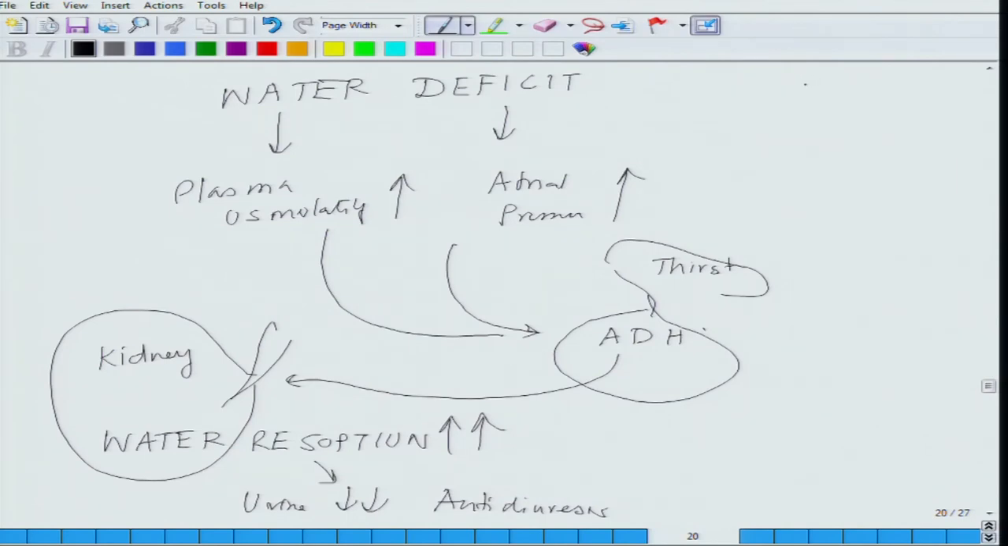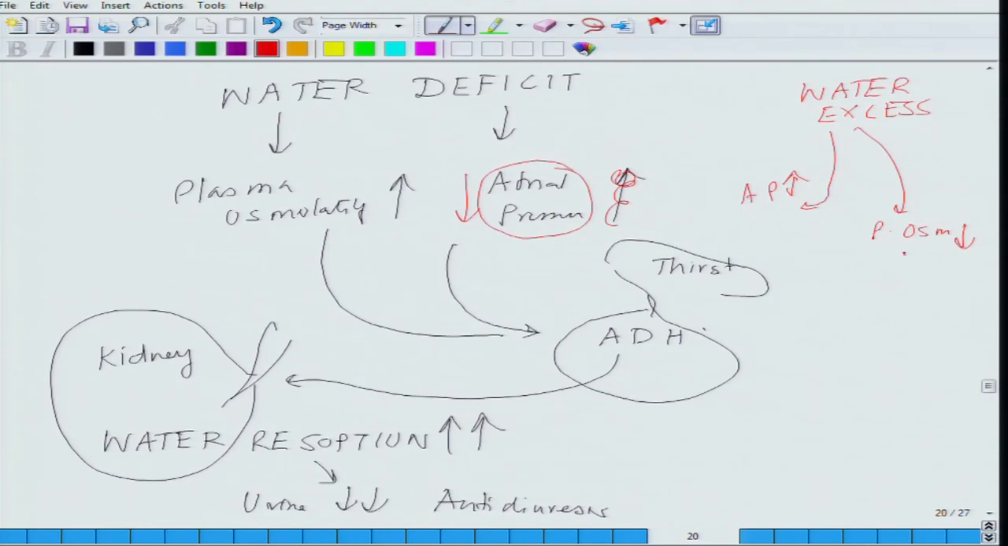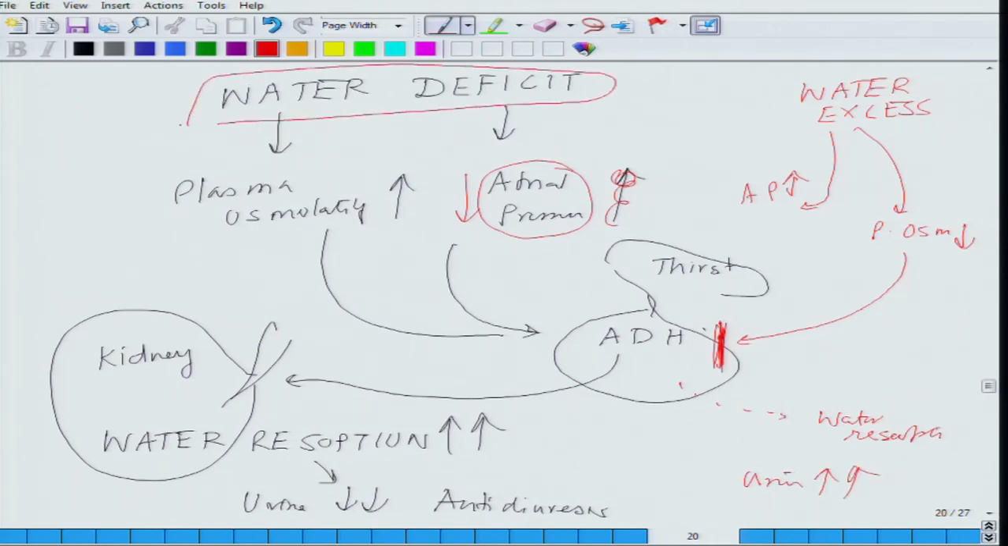Now think of another situation when there is a water excess. Under water excess, what will happen? Sorry, I made a mistake, kindly correct it. Initially, arterial pressure here is going down, and arterial pressure here is going up, and plasma osmolarity is basically going down. In that situation, there won't be any further secretion of ADH, and there won't be any signal. So water resorption will fall down, and your urine secretion will go up. So this is what is happening with the ADH route.